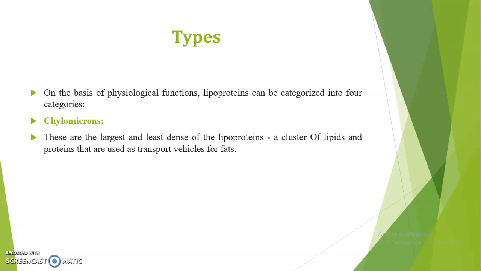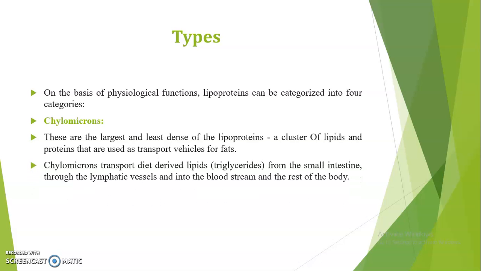These are the largest and least dense of the lipoproteins, a cluster of lipids and proteins that are used as a transport vehicle for the fats. So these are the least dense because they consist of a greater proportion of lipids as compared to proteins, and that's why they are used as a transport vehicle for the fats. Chylomicrons transport diet derived lipids, that is the triglycerides, from the small intestine through the lymphatic vessel and into the bloodstream and rest of the body.